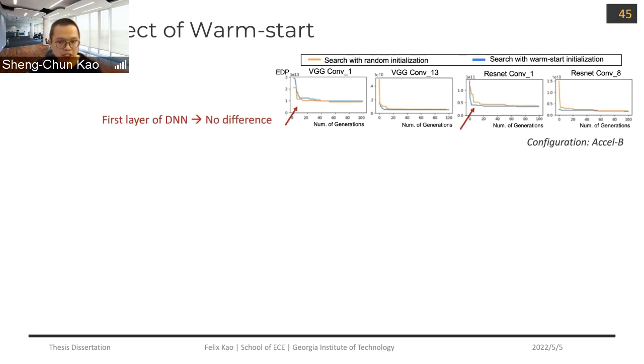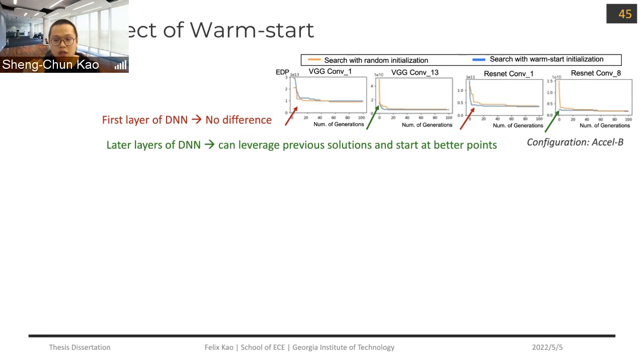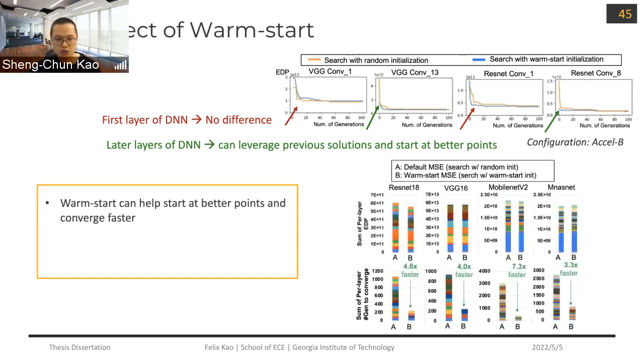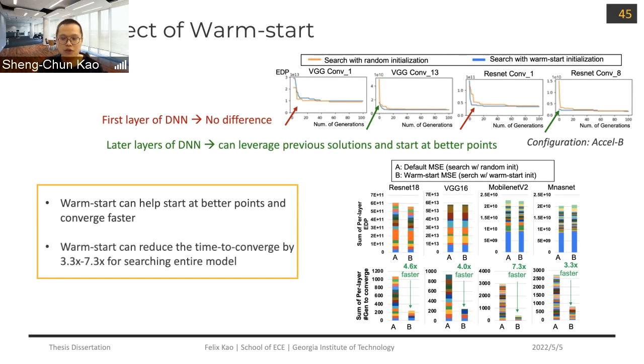First, for the first layer of the DNN model, like the first layer of VGG and the first layer of convolution, warm start doesn't affect performance at all. Both the orange curve and the blue curve start with a pretty random and bad point. However, for the later layers, we can observe that the blue curve starts at a much better point, which helps it converge faster. We also show how it helps when we are doing MSE for the entire model, and warm start can reduce the time to converge by 3.3 times to 7.3 times when searching the entire model.